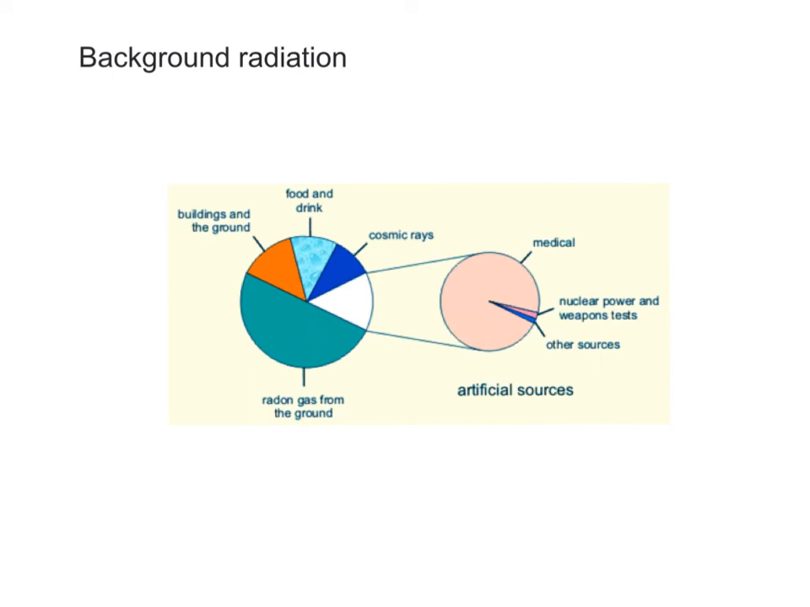Background radiation is always there, and so whenever we actually measure a source of radioactive radiation, we have to eliminate the background radiation, and we'll show how to do that in a later video.